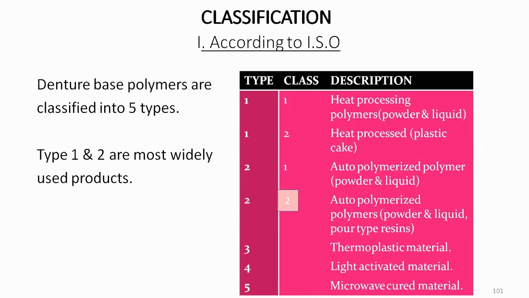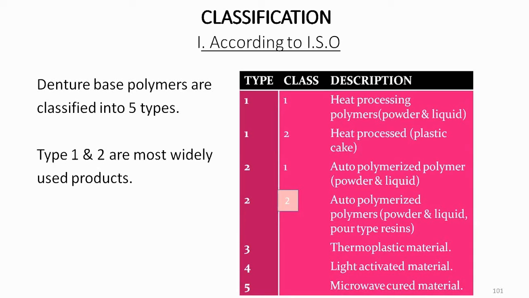Another type is type 2, class 1. Type 2, class 1 is auto-polymerized polymer, the one which you have already used. Other names for it are self-cure acrylic resin, chemically cured acrylic resin, and cold cure acrylic resin. If it is available in powder and liquid in a pouring type of material, it's class 2. The normal one which we get in powder and liquid form is class 1.